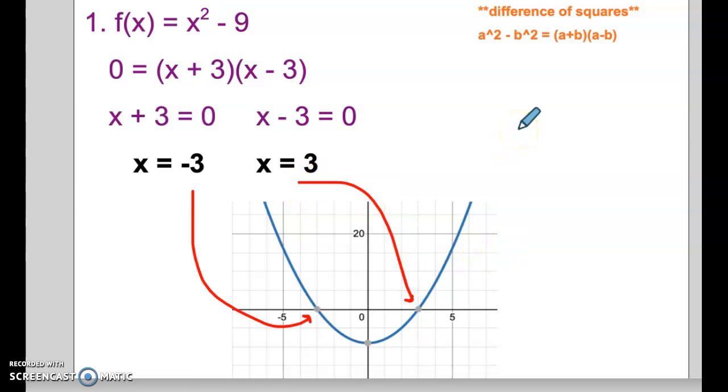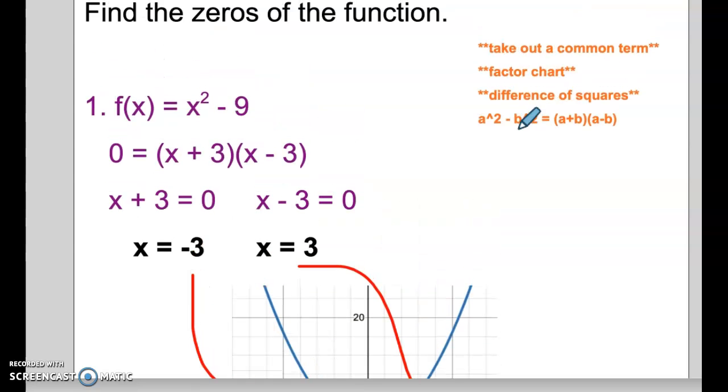So try out the examples that I have for you, and that's what this section's all about.